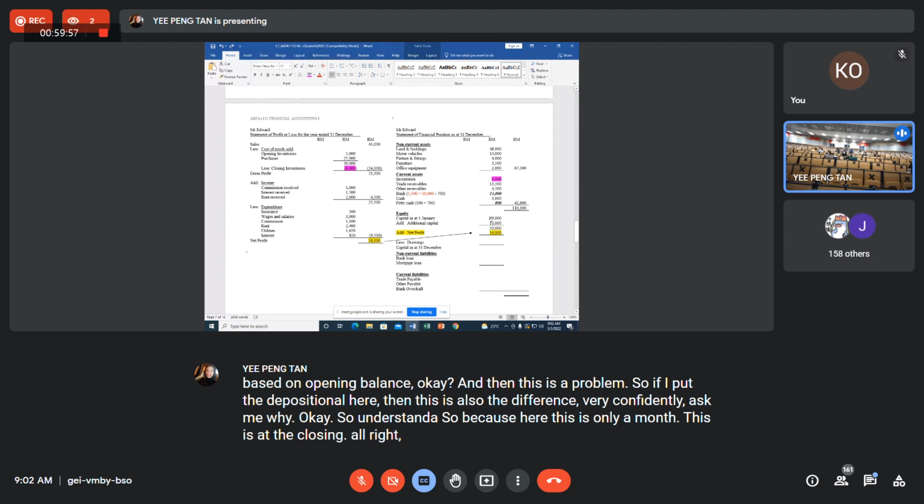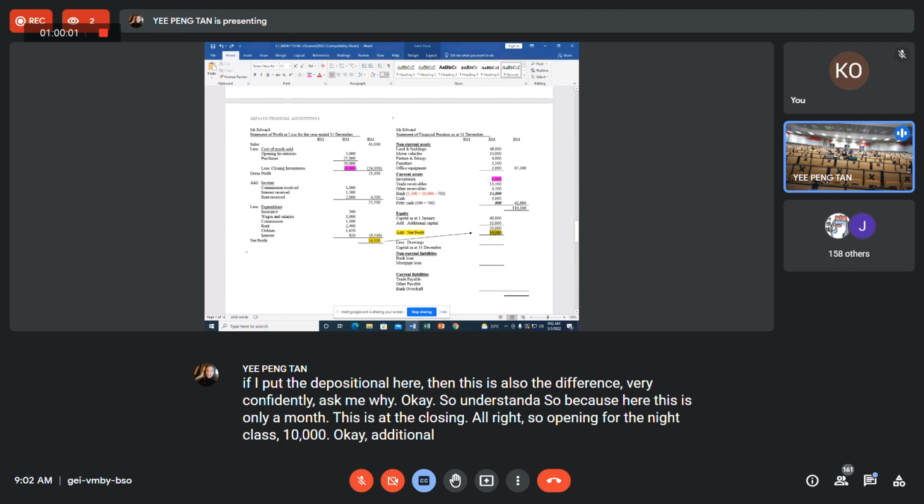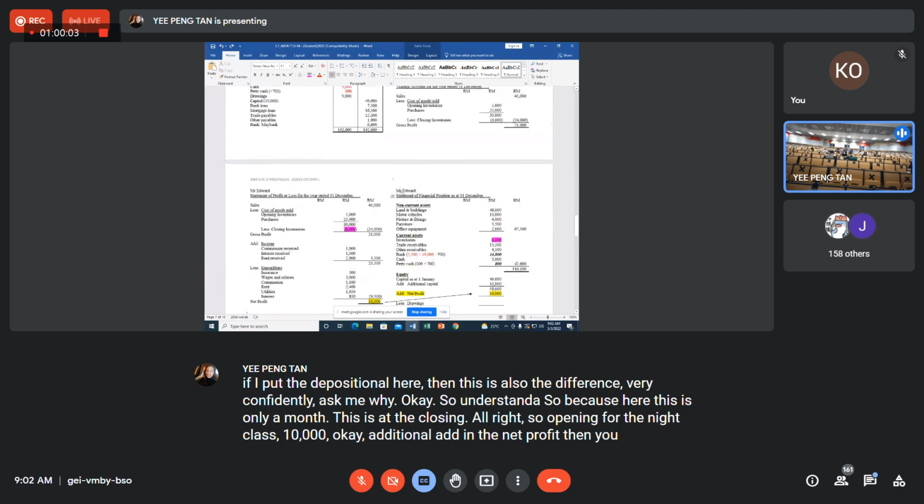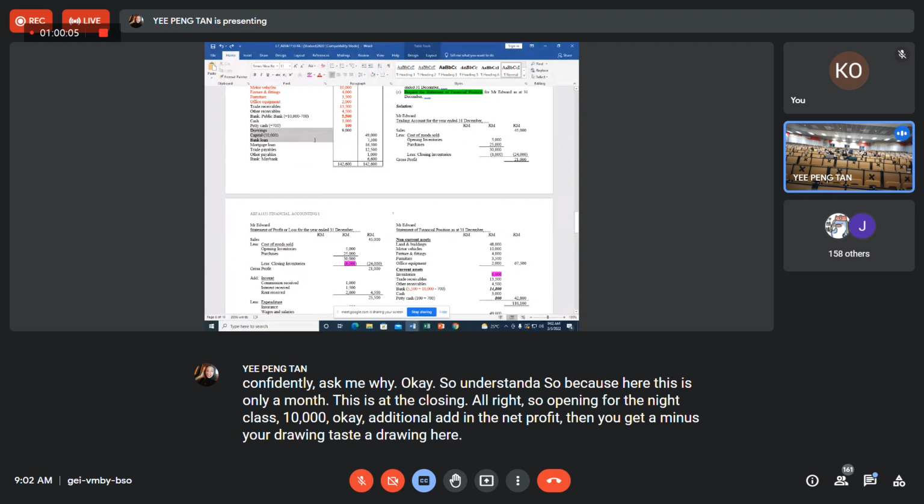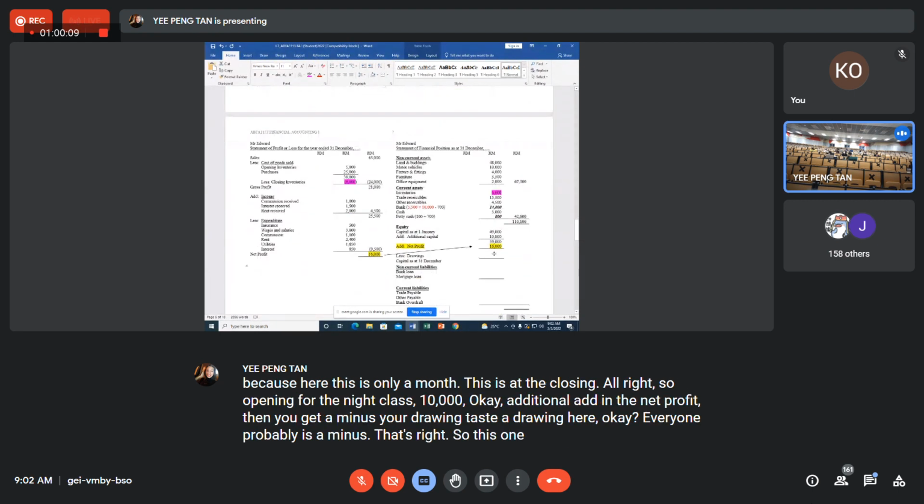All right. So opening 49 plus 10,000 additional, add in the net profit. Then you have to minus your drawing. That is a drawing here. Everyone, drawing is a minus, therefore it's a debit side. So this one you will minus it, 9,000.